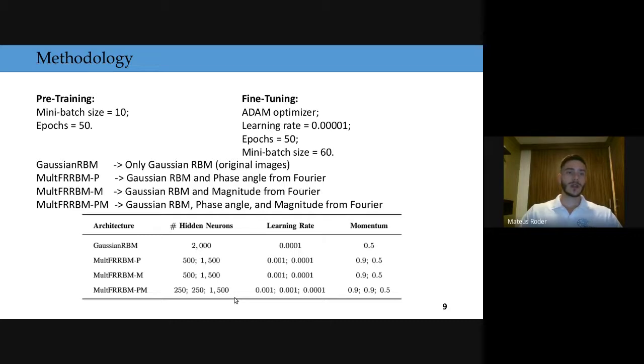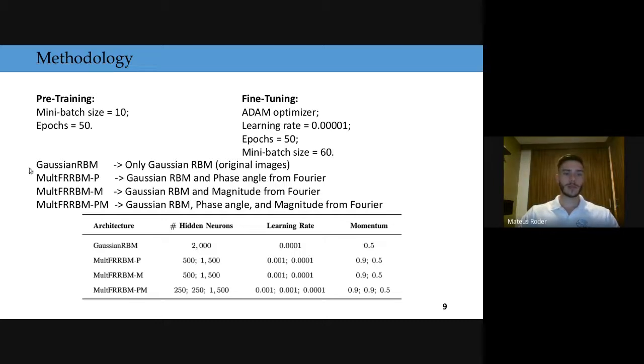Regarding the methodology of the models, we have the pre-training and the fine-tuning phases, in which the pre-training has a small batch size of 10 samples and 50 epochs. For the fine-tuning phase, we employed the Adam optimizer with a small learning rate and another 50 epochs with a larger batch size of 60 samples per batch.